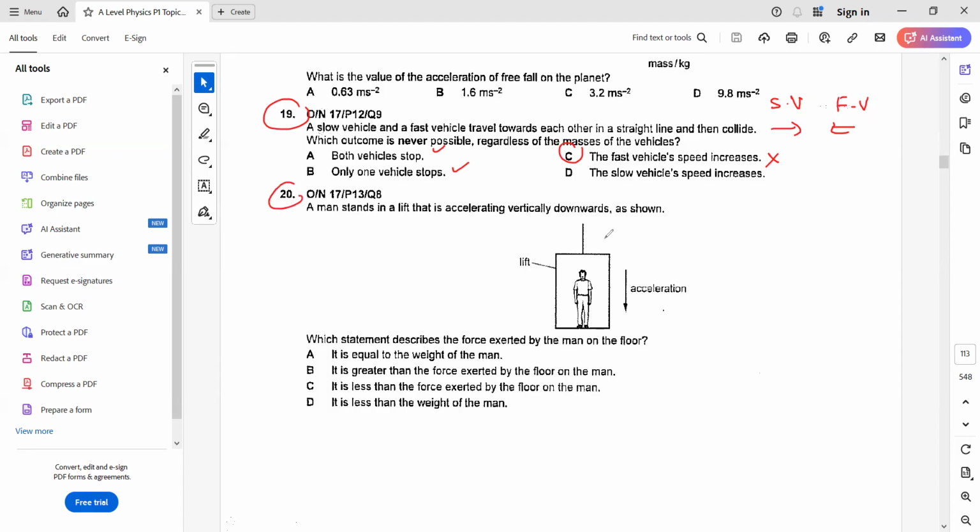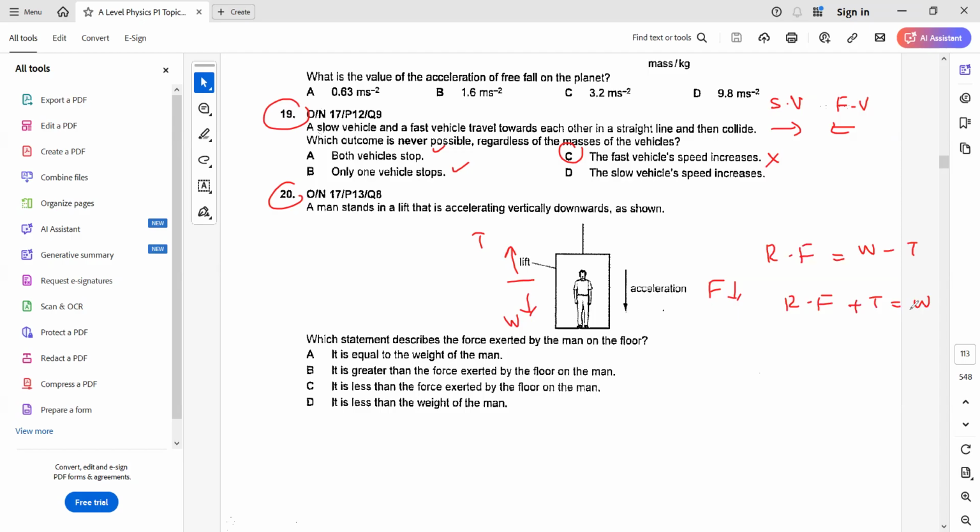20. It says a man stands in a lift that is accelerating downwards. Which statement describes the forces exerted by the man on the floor? If it goes down, that means the resultant force is down. So weight and tension are related here. The resultant force would be W minus T, which means the resultant force plus T is equal to W.